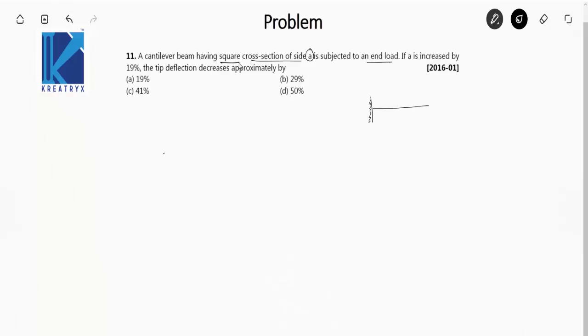A beam is subjected to an end load P, and when the cantilever beam is subjected to end load P, the deflection is given by PL cube by 3EI. This is the standard result that we remember. L is the length of this cantilever beam and EI is the flexural rigidity. For a square cross section, the moment of inertia I is equal to A raised to the power 4 upon 12.